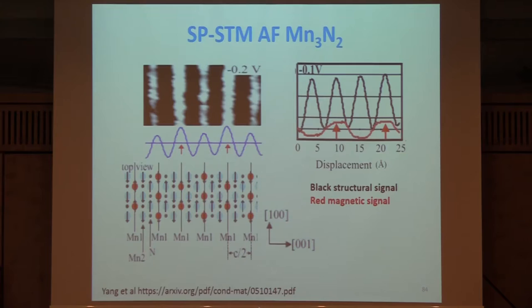But it's got a part that's varying with the lattice parameter, that's the black, and then it's got a magnetic signal. You can do the experiment with a non-magnetic and with a magnetic tip, and you see this magnetic signal has twice the period. Okay. So this is actually directly imaging the spatial variation of the moment. It's a direct visualization of antiferromagnetic order on the surface.